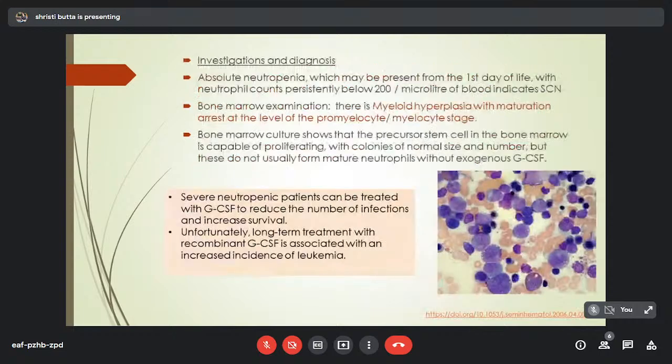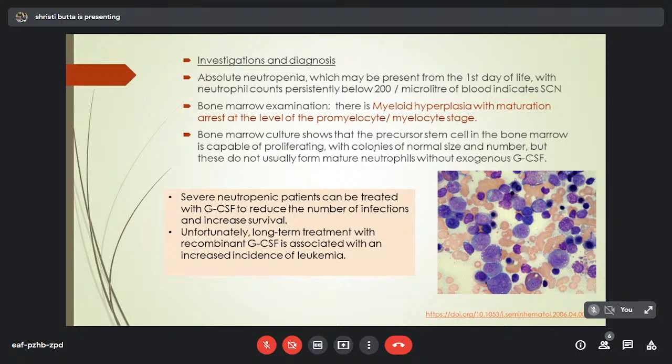Now, what are the investigations that you can do? If there is an absolute neutropenia, usually presenting at the first day of life, okay, and the counts are below 200 per microliter, a bone marrow examination in such a case would reveal a myeloid hyperplasia with maturation arrest at the myelocyte or the promyelocyte stages.